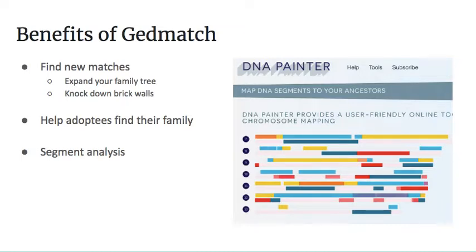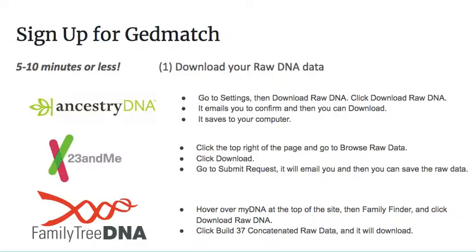And of course, for segment analysis. If you look at the screenshot here, DNA Painter is a tool that allows you to see which families you got which parts of your DNA from. You can actually break those down by segment, but in order to do that, you need the segment data. Now, some sites provide it, some sites do not. Ancestry, for example, does not provide those segments, so you need something like GEDmatch in order to see that.